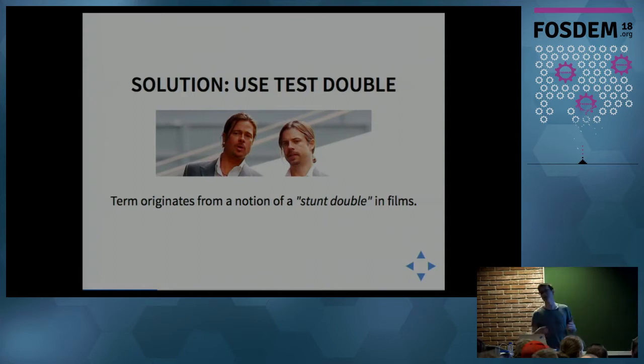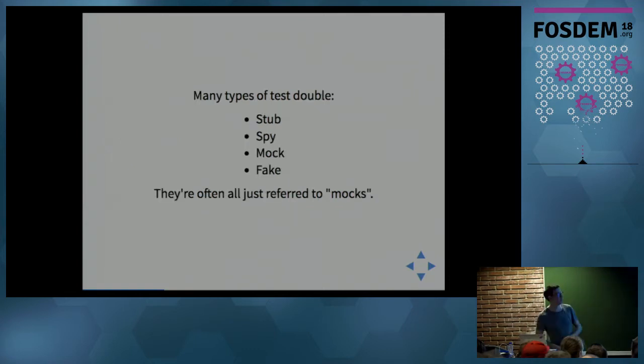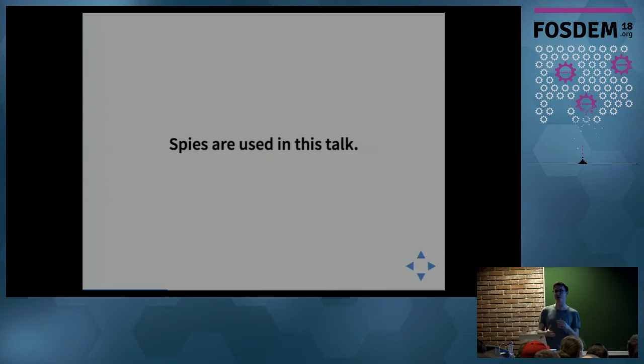A test double is basically a replacement for any actual real production code that behaves the same way, but is easier to set up. There are many types, but most people just refer to all of these doubles as mocks. In this case, what we're actually covering is spies, which is a specific type that you can configure to behave in different ways, but it also records all the interaction that the code under test has with it, all the times it was called and what it was called with.